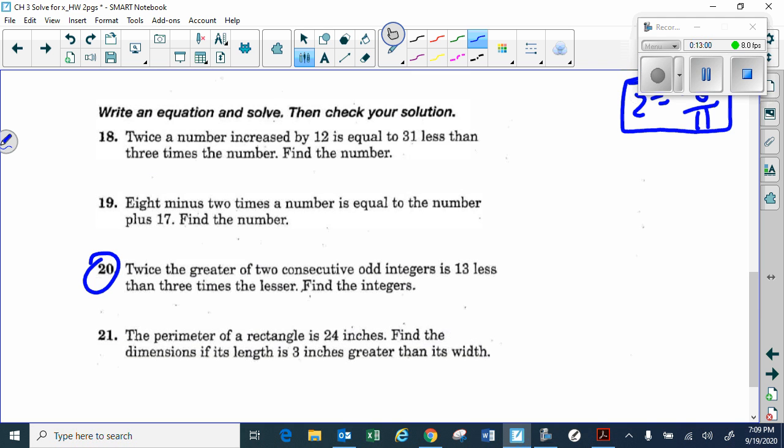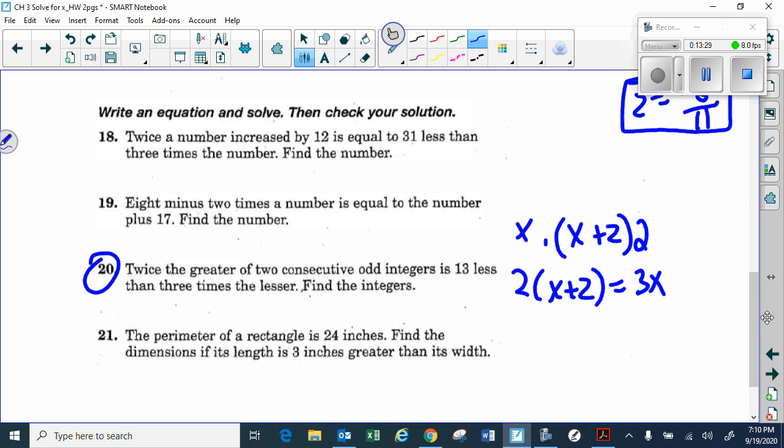Okay, let's say 20. Twice the greater of 2 consecutive odd integers. Okay, 2 consecutive odd integers would be that right there. Twice the greater of the 2 odd integers. So I have 2 times the quantity x plus 2 is 13 less than 3 times the lesser. 3 times the lesser is 3x and it's 13 less than. That means minus 13. So there's our equation right there.